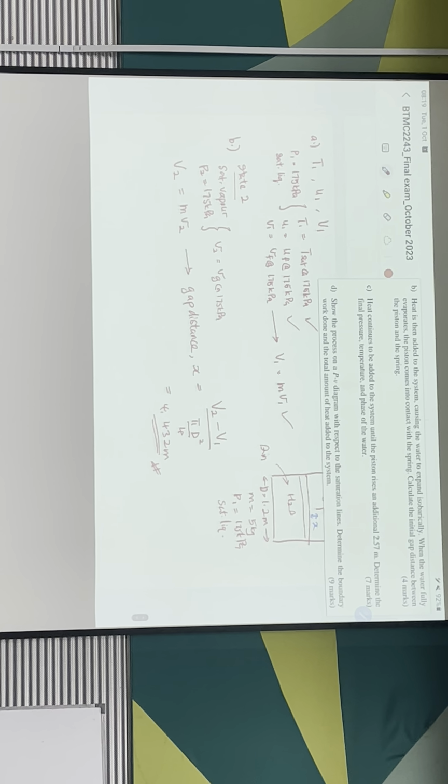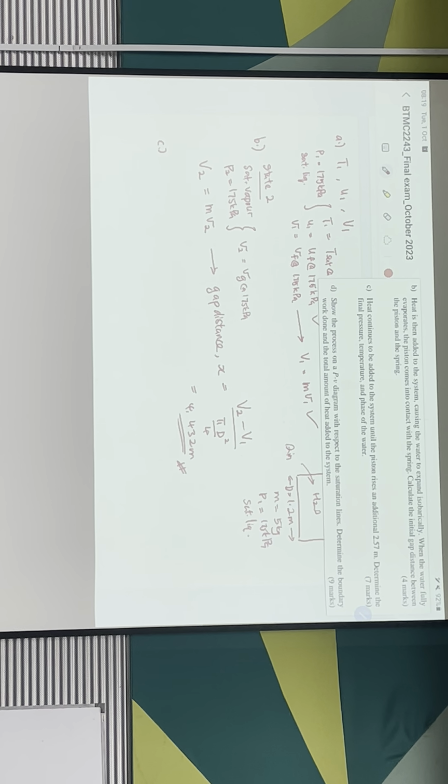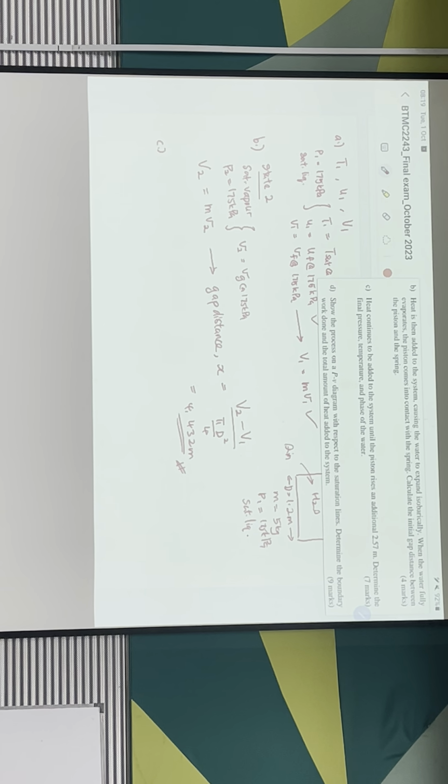Okay, so then now we go to C. So C, heat continues to be added to the system until the piston rises an additional 2.57 meter. Determine the final pressure, temperature, and phase of the water. So in this case, even though technically we only have one process, which is heat addition, we actually have 3 states here because we split it into 3 different stages.